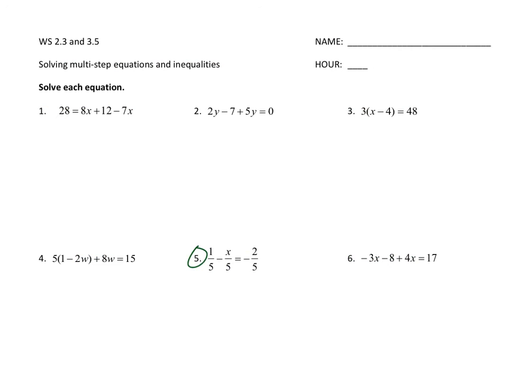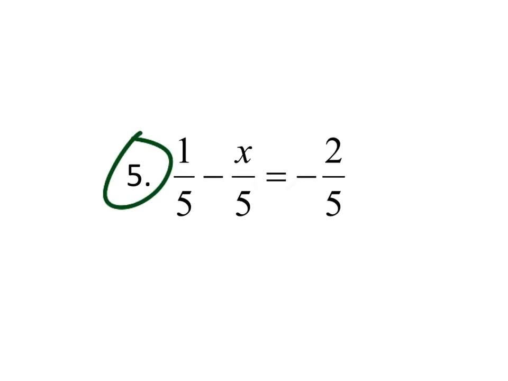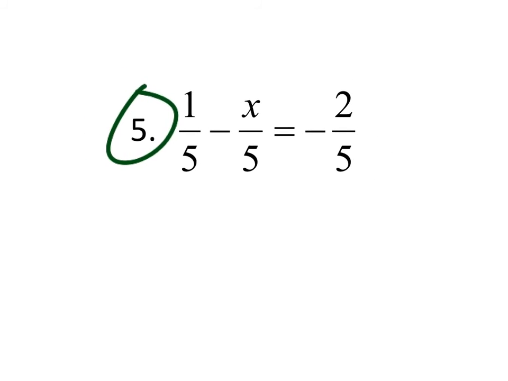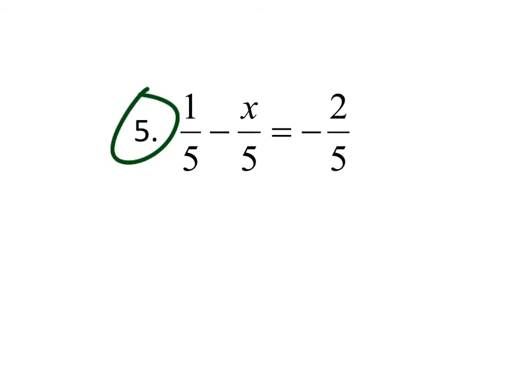Okay, moving to worksheet 2, 3, and 3, 5, which is the third one. Number 5 on the front side. With number 5, you have that 5 in the denominator, and you see it there 3 different times, but it's the same number in the denominator. So we can do the same thing that we did with that 3 that was on the bottom, because this just means you're dividing by 5. Everything is being divided by 5. So if everything is being divided by 5, what's the opposite of that? Multiply. So we're going to multiply everything by 5.